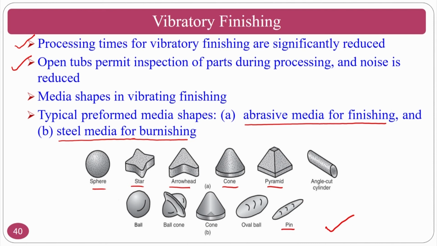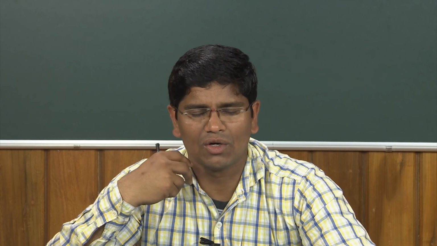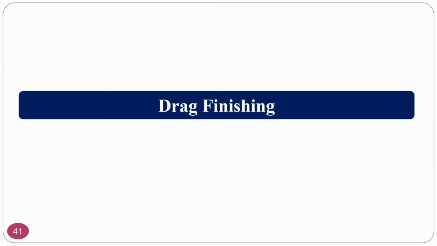You just put any one type of shape in the vibratory bowl finishing process, and you put the component, then you rotate it, and this will help. So how will it help? If I want to shear, I have to use abrasive particles. If I want to burnish, I have to use steel type of particles like this. So now we move on to the drag finishing process.